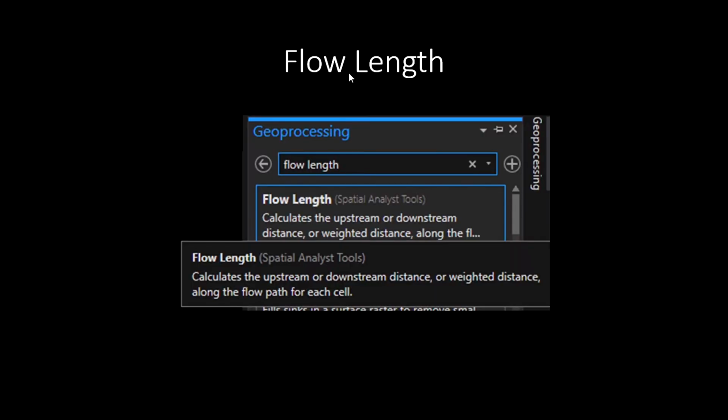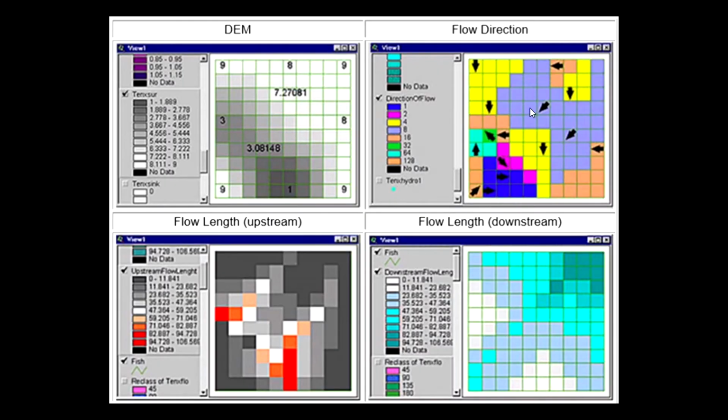might be. So here's the flow length in the geoprocessing search. Its definition says it calculates the upstream or downstream distance, or weighted distance, along the flow path for each cell. The word cell indicates that, once again, we are working with a raster grid. In terms of our input, it's going to be that same flow direction grid that we've mentioned before, the same flow direction grid we've used beforehand, and the same DEM.